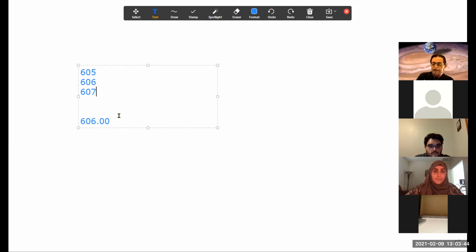Now, if we do the same scenario with the bottom number, the uncertainty is plus or minus in the hundredths place, negative 0.01 or positive 0.01. So that would be 605.99, right? Correct me if I'm wrong here, versus 606.01, okay? Because any measurement has a degree of uncertainty.